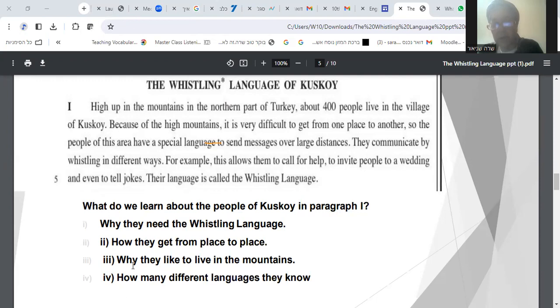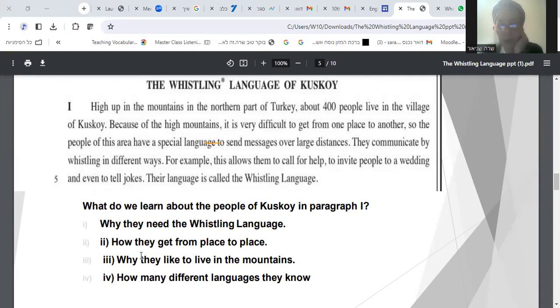Okay, this wasn't the answer, or maybe it was the answer, but what I would like us to do is, first of all, to try to find the words from the question within the text. So we see the whistling language, and we see the whistling language here. And do we see whistling anywhere else? They communicate by whistling. So the word whistling that we see over here corresponds with the text, and we need to find it there.